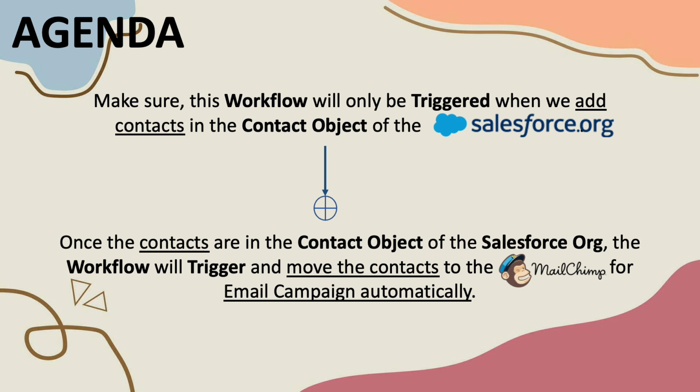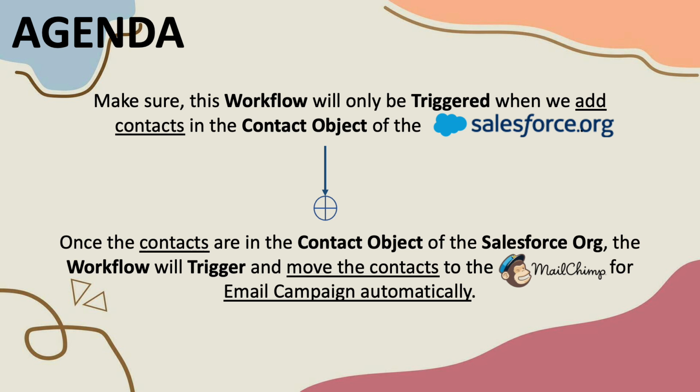Once the first part is set up, and the contacts are in the contact object of the Salesforce org, the workflow will trigger and move the contacts to Mailchimp for the email campaign automatically. So if you have any leads coming from your website, Facebook, Twitter, Insta, or LinkedIn, going directly to your contacts, you can put them anywhere: in your leads, accounts, whatever you want. I have put it in the contacts.